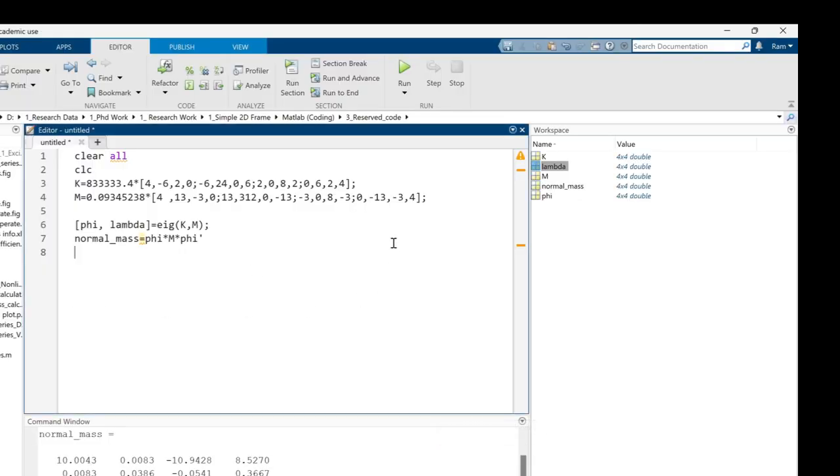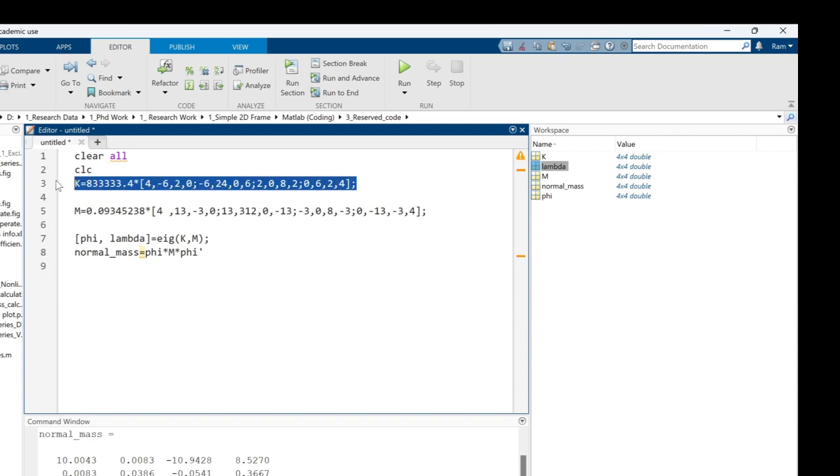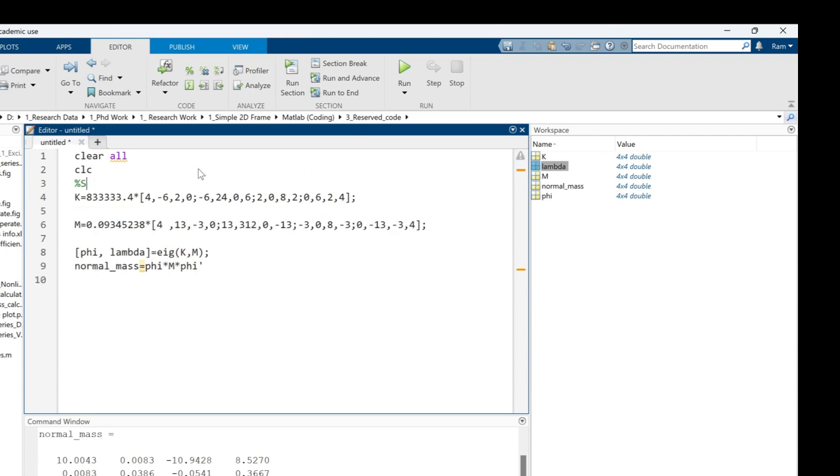Now we are going to solve this problem using MATLAB. How are we going to start? First, we have to put in our given stiffness matrix. This is our stiffness matrix that we have to provide, and below it is our mass matrix.